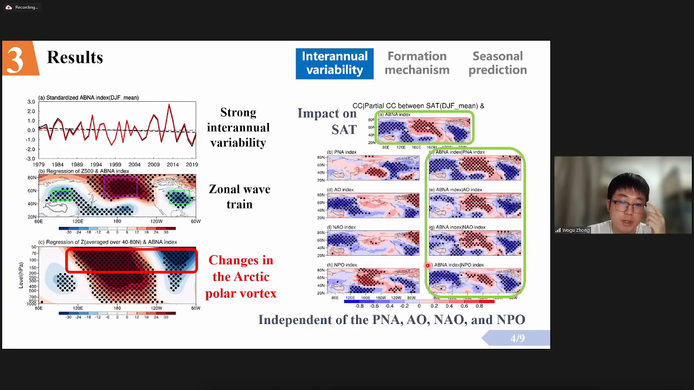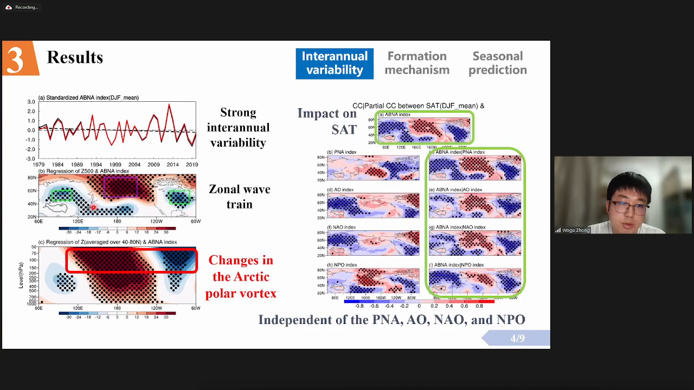Now let's look at the results. The winter ABNA index exhibits strong interannual variability with a slightly decreasing trend. The linear trend is not statistically significant. To focus on the interannual variability, we use the detrended index. The bottom 2 figures present a unique spatial pattern of the ABNA. There is a negative, positive, negative geopotential height anomaly pattern in the mid-latitudes.